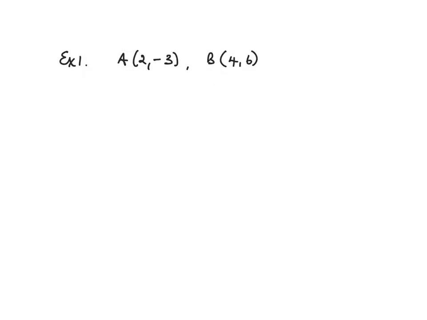Calculate the gradient of the line joining the points A and B. Well, the gradient formula is m subscript AB, and it's y2 minus y1 over x2 minus x1. What we can do is label the points. X comes first, of course, y comes second. You have to be careful that you don't mix up the two and have x1 here and y2. That's very easily done, but is entirely wrong.